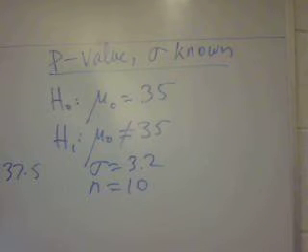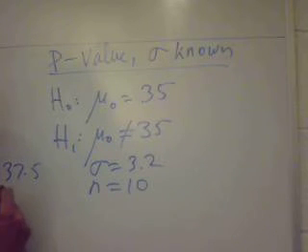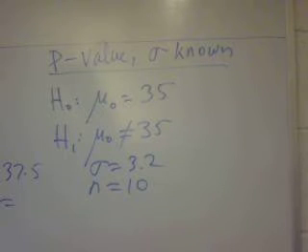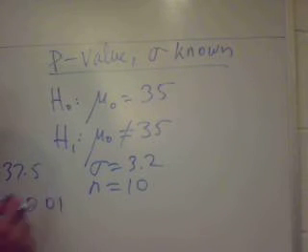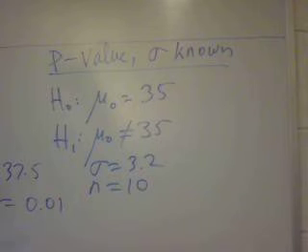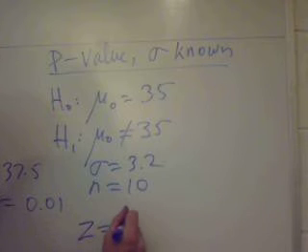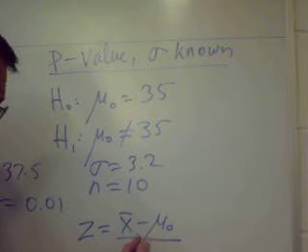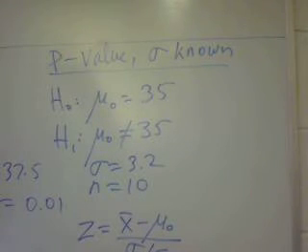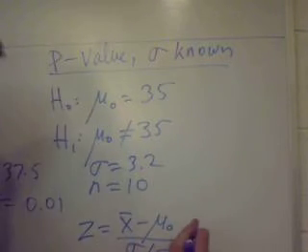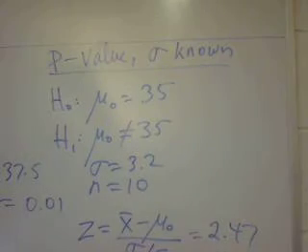Now, alpha, the level of significance, is given as 1%, 0.01. So here's how we do p-value. We calculate the test statistic z, which is x bar minus mu naught over sigma over root n. And that's where the tails begin, at plus or minus z. And this is 2.47. So the test statistic is 2.47.